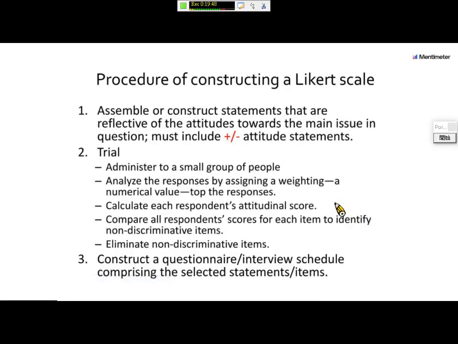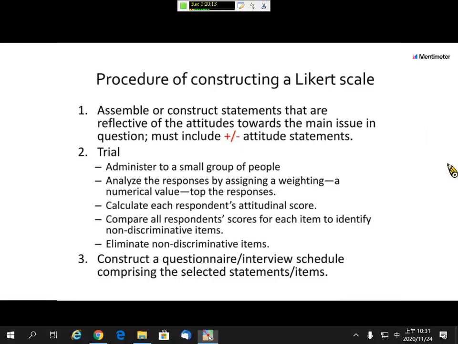Okay, next, let's think about how to produce a Likert scale. There are some procedures for you. These are the general approach for designing a Likert scale. There are higher-level skills you need to know, which I will teach you in the next session. But for this, it's common sense. Let's have some common sense first.